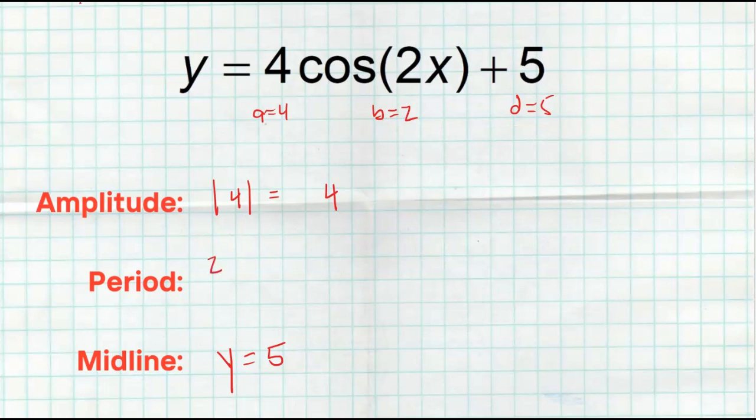And then the period is going to be 2 pi divided by our B value of 2. The 2's are going to reduce and we just get pi. So once again, it's going to be a horizontal dilation by a factor of 1/2. So we're actually shrinking our period by 1/2. It was 2 pi, now it's pi.